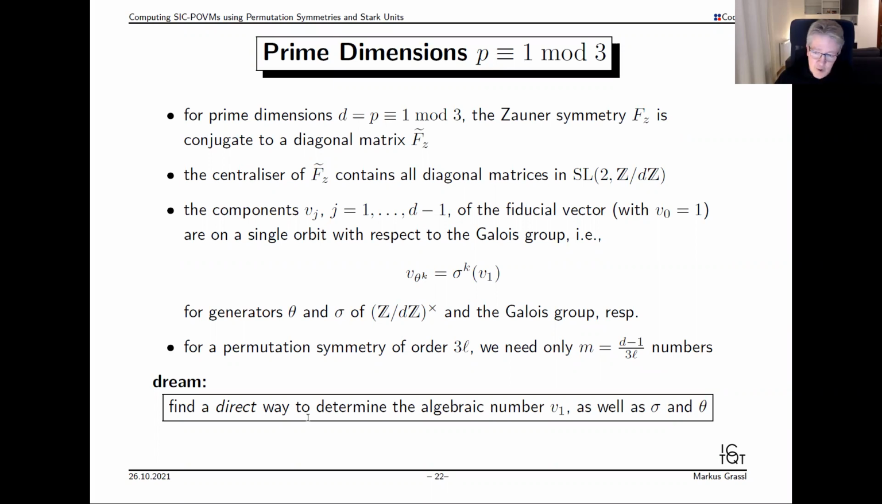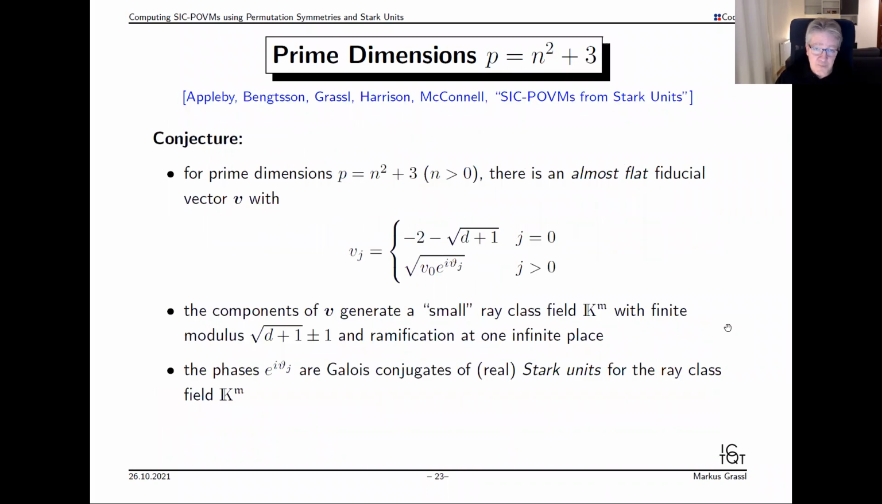Is it somehow special? And can we define what are kind of the action on the indices and the action on our element. And it turns out, in collaboration with Markus Grassl, Ingemar Bengtsson, Michael Harrison, and Gary McConnell, that this particular number is related to Stark units.